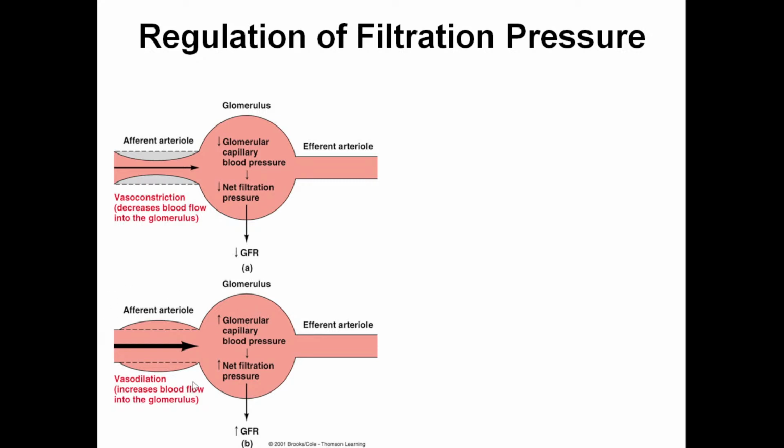The opposite, which is the dilation of the afferent arteriole, increases blood flow into the glomerulus. That will increase the glomerular capillary pressure, and will increase the net filtration pressure. As a result, the glomerular filtration rate rises.